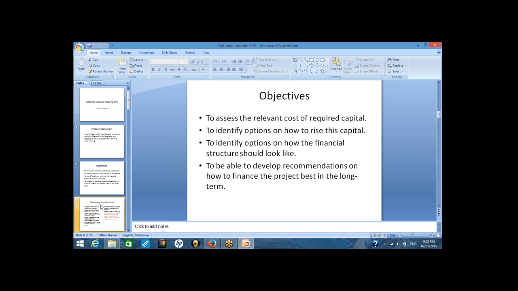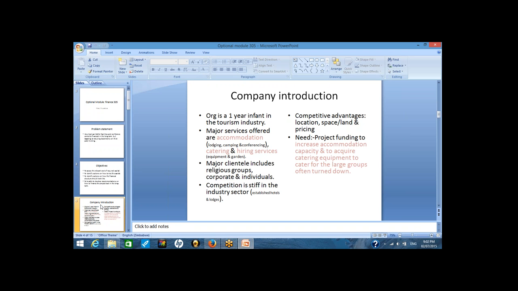If I can briefly introduce, this is an organization which is at its infant stage. It's operating under the Tourism Industry Board. That's where it falls under, because it's a business that is offering accommodation services, the lodging, campaigns, and conferencing services. It also offers catering and hiring services of equipment. It hires out its garden for activities like weddings, parties, birthday parties, graduation parties, from different sectors of the economy.